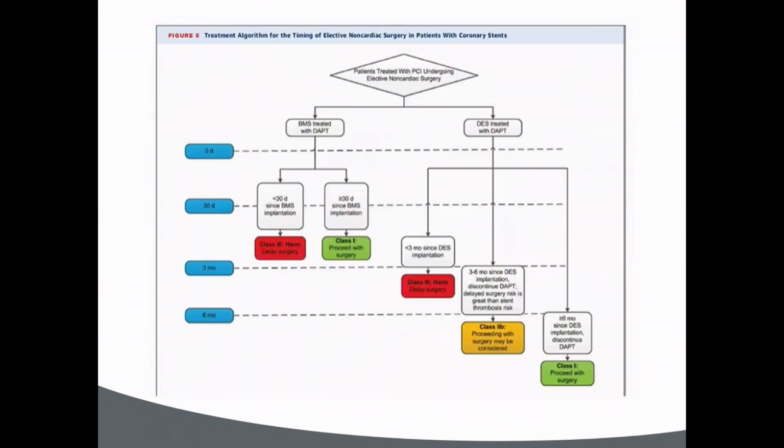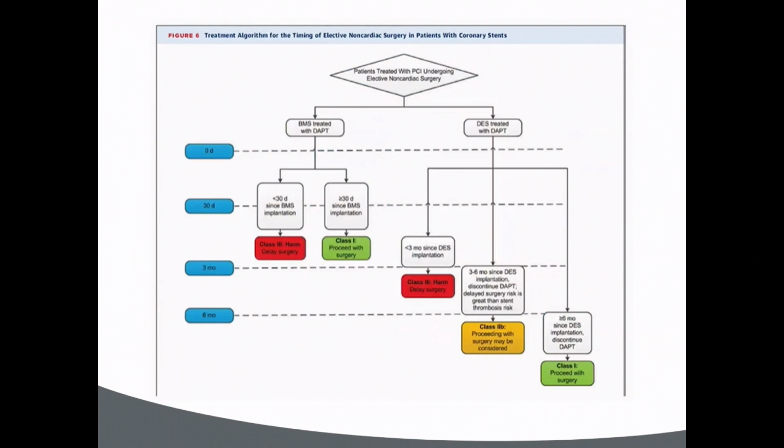When we think about treatment algorithm for the timing of elective non-cardiac surgery in patients with coronary stents, this is a question I think that comes up. So, patients just had a stent. When can I send my patient for a surgery? So if the patient was treated with a bare metal stent, then remember, we want at least 1 month of dual platelet therapy. So if it's been at least a month or greater than 30 days, you can proceed with surgery. If it's under 1 month, it's actually considered to be a class 3 or harm indication. So bare metal stents, you want to still wait at least a month before you recommend that they can go ahead and proceed with surgery.